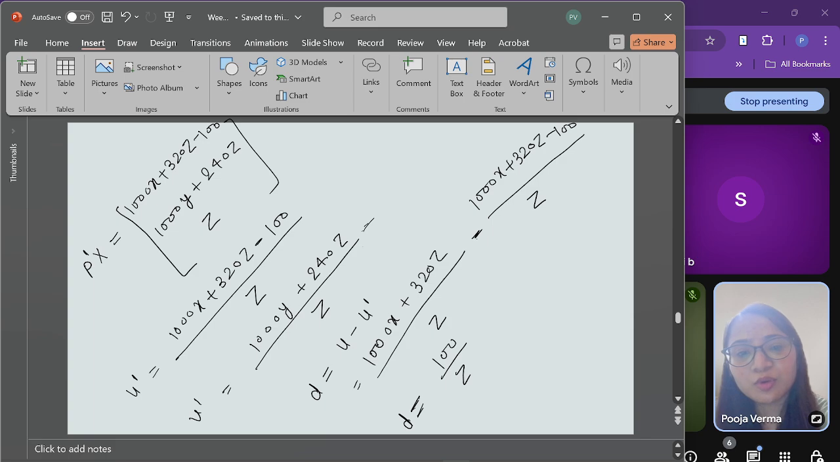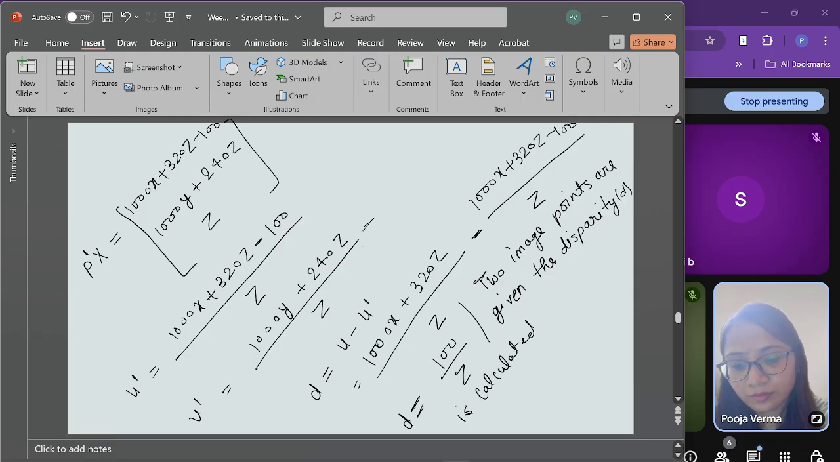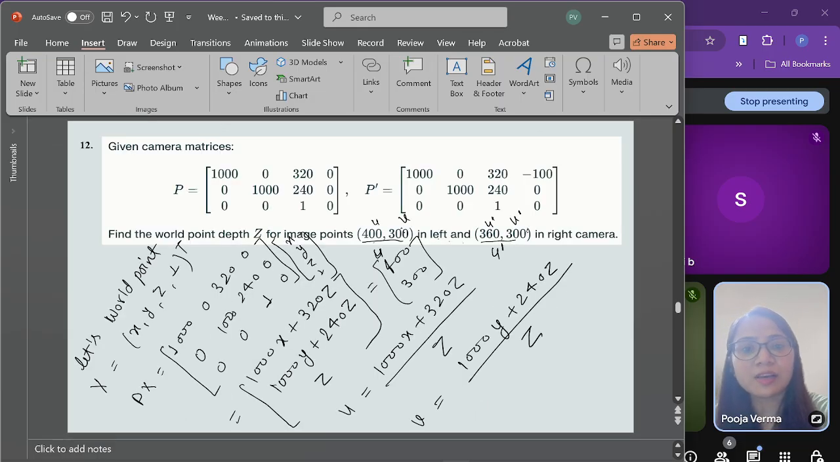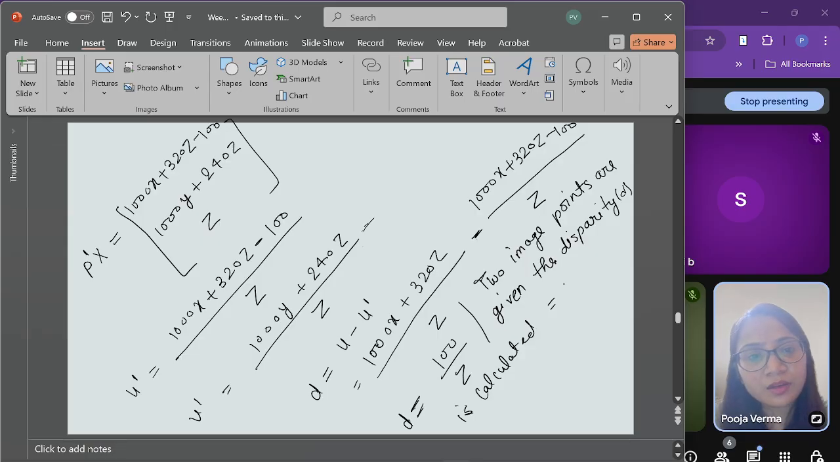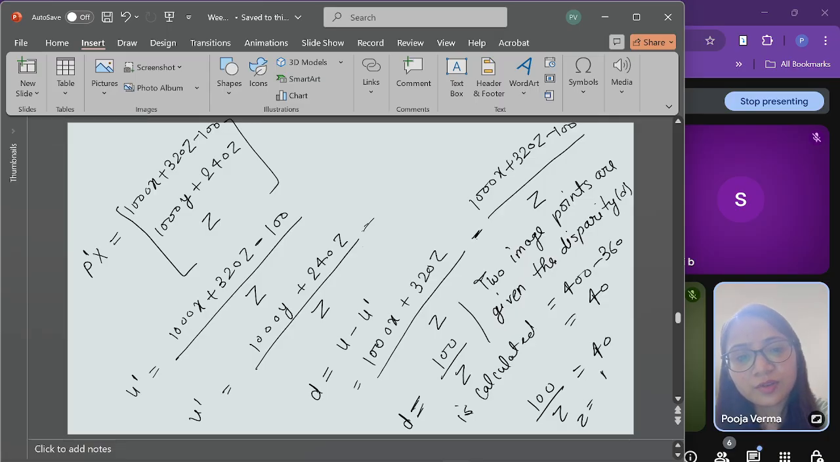In general, if two image points are given, the disparity D is calculated from u and u dash. For these points, we calculate 400 minus 360, so D is 40. This D and the D calculated in equation form we have to equate, so 100 divided by Z equals 40. So Z is 100 divided by 40, which is 2.5.